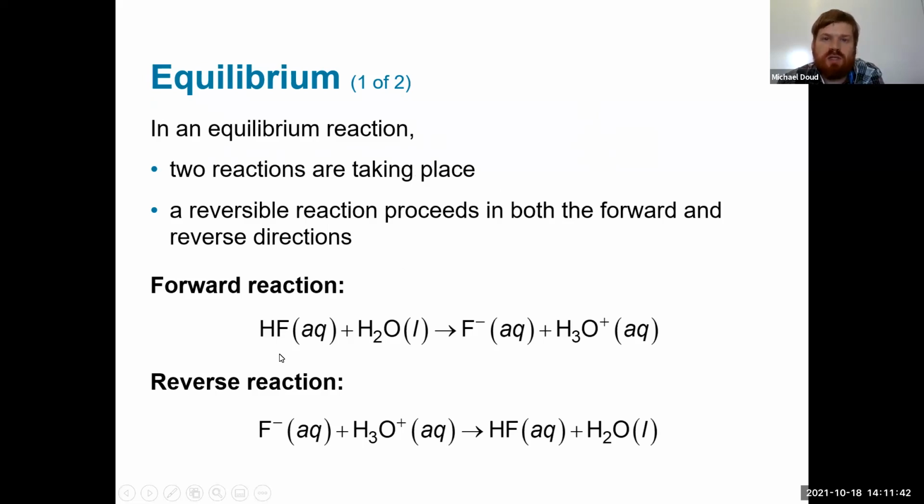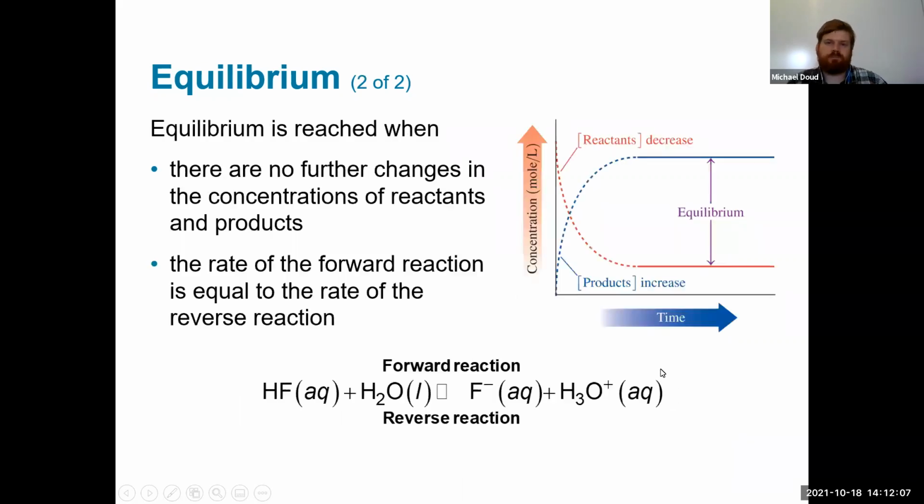So one example is the dissociation of HF, which is a weak acid, like we discussed in the last lecture. HF dissociates into the fluoride ion and the hydronium ion by giving up its proton to water. That's the forward reaction. The reverse reaction occurs as well, where now the conjugate base reacts with the hydronium ion as the conjugate acid to reform the original acid, hydrofluoric acid, and the original base, water.